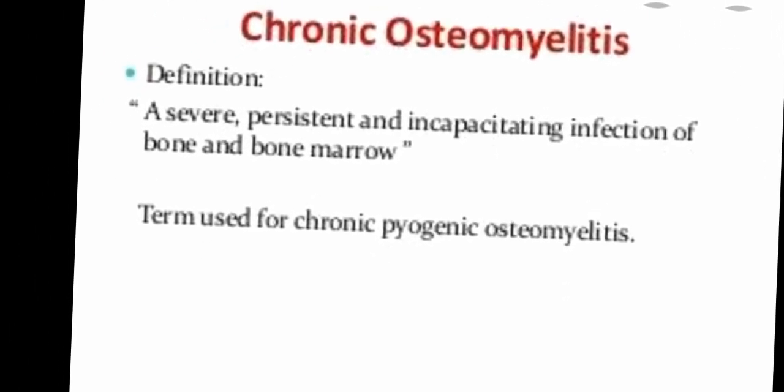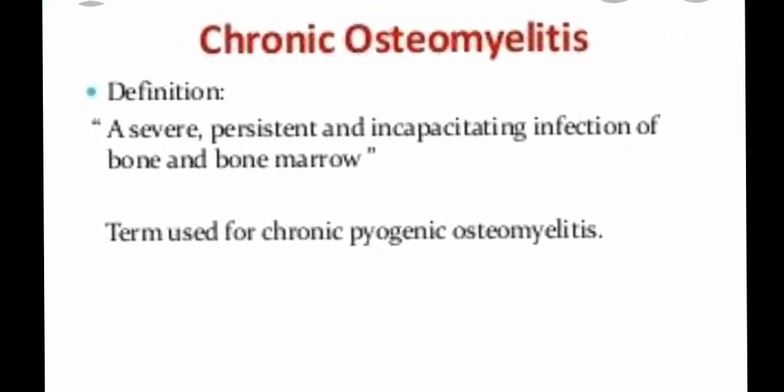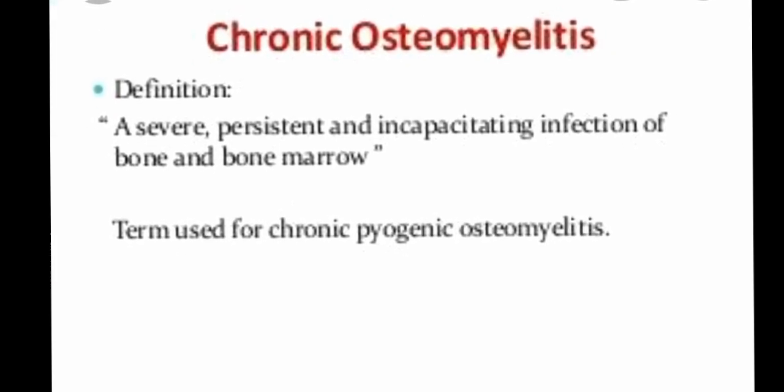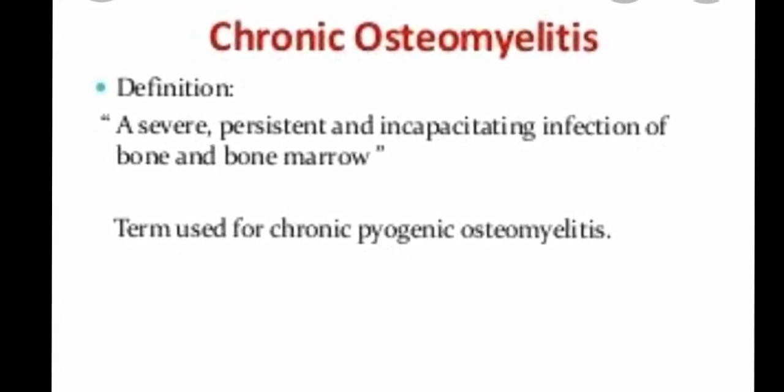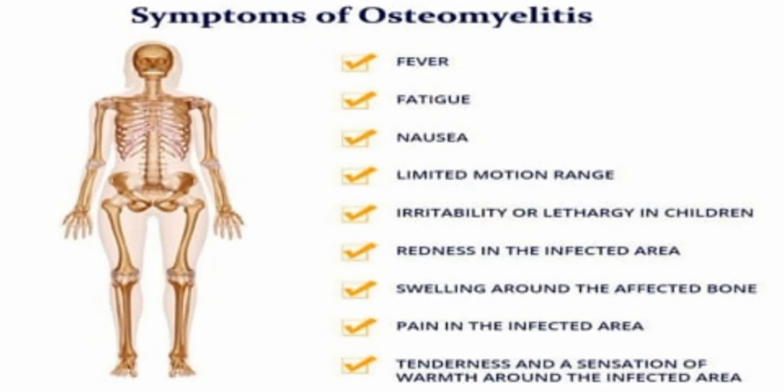If it is chronic, then it becomes a severe, persistent and incapacitating infection of the bone and bone marrow, and the term used for the chronic form is pyogenic osteomyelitis. Let's see the symptoms and signs of osteomyelitis. You will see fever, fatigue, tiredness, nausea, limited range of motion, irritability or lethargy in children, redness in the infected area, swelling around the infected bone, pain in the infected area, tenderness and a sensation of warmth around the infected area.